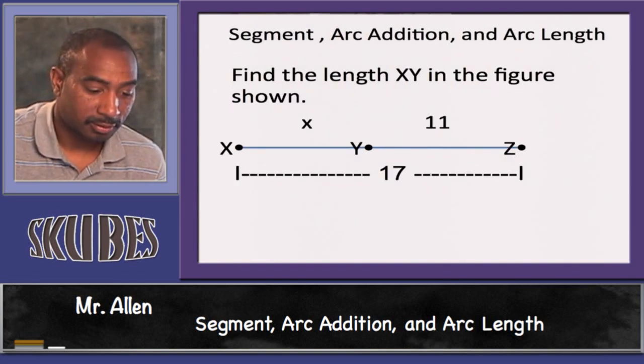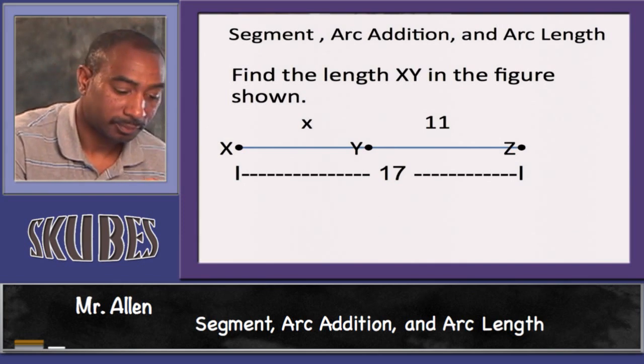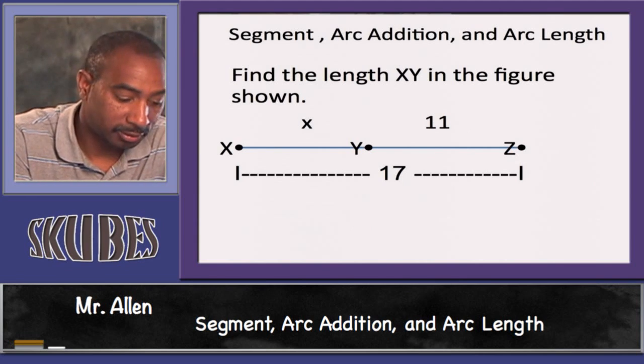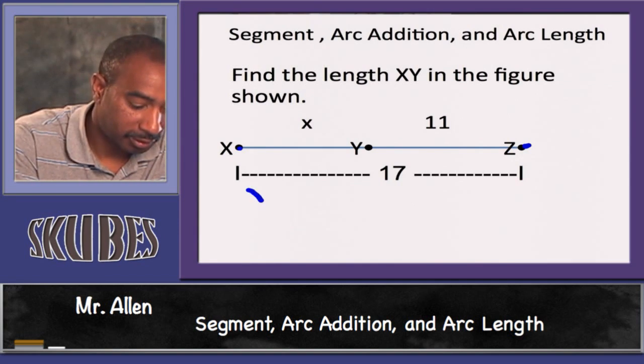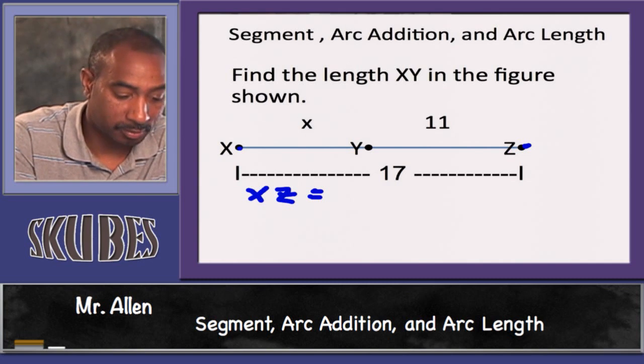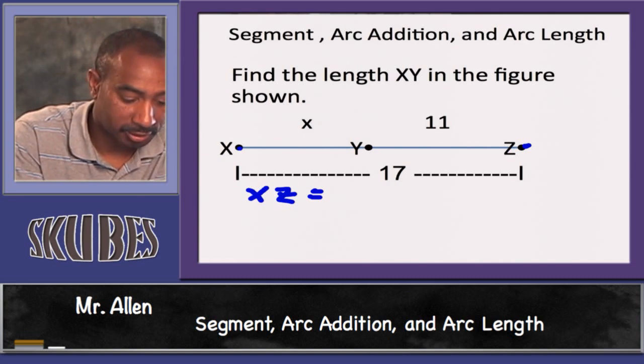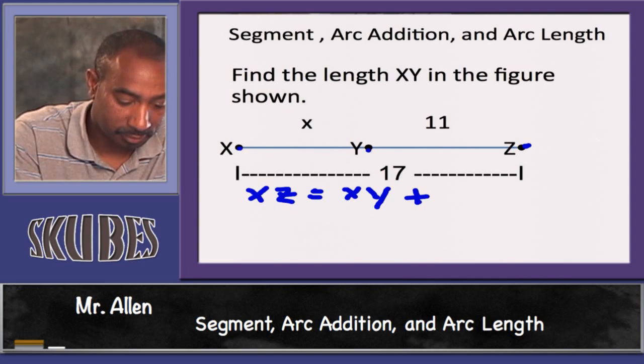Find the length of XY in the figure. So we know that the whole length is XZ, from endpoint to endpoint. So we know that XZ, the whole segment, is equal to the sum of the parts. Well, the parts are XY plus YZ.